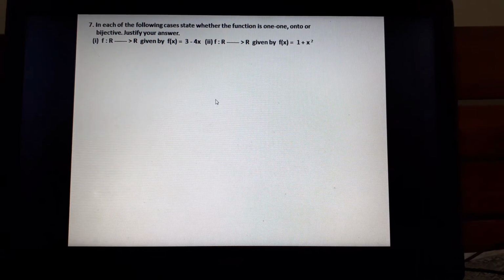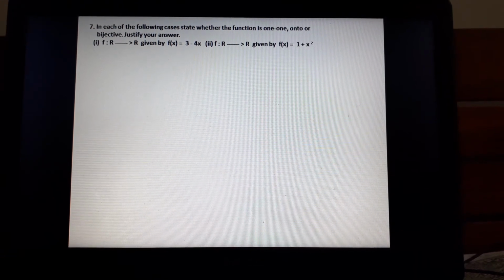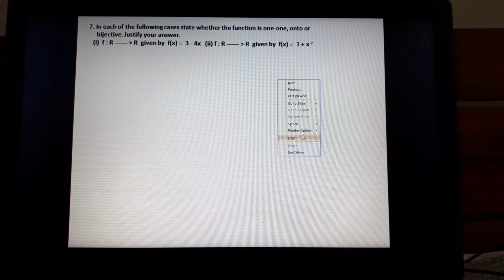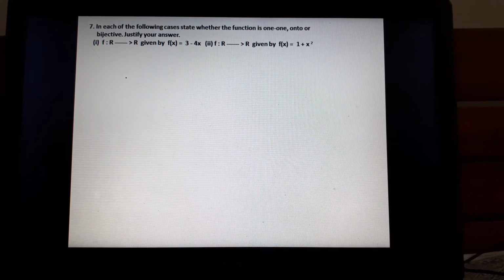Next question, there are two. In each of the following cases, state whether the function is 1-1, onto or bijective. Justify your answer. That means you have to give the reason whether it is 1-1 or not. So you have to provide the reason also for justify. So solution. Let us take the first question.